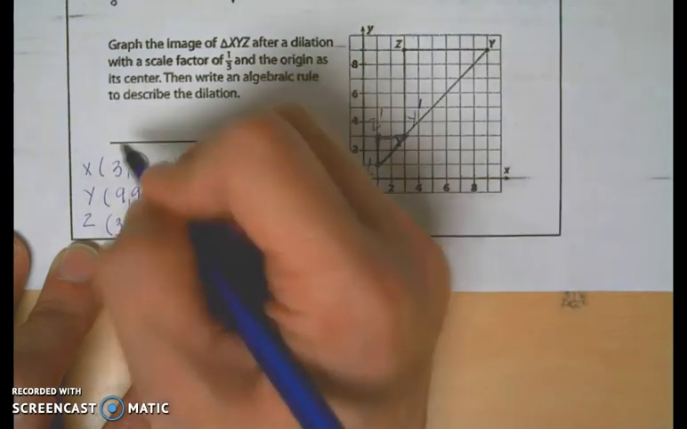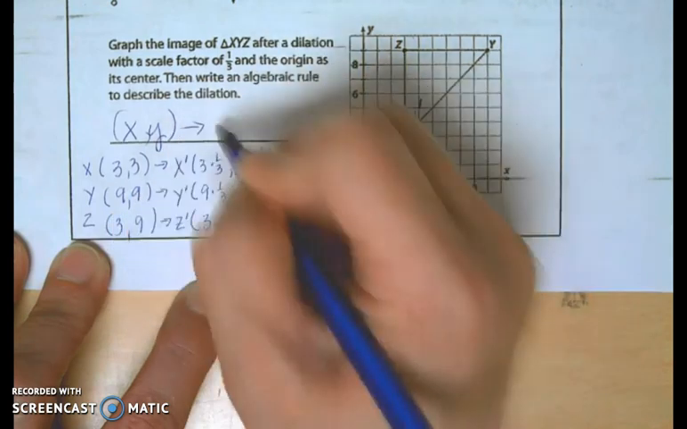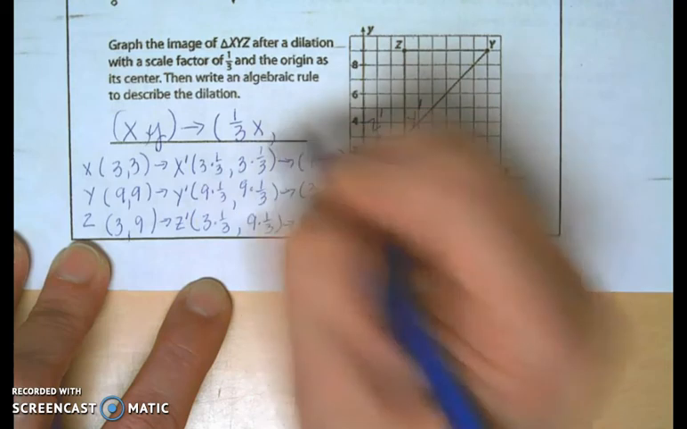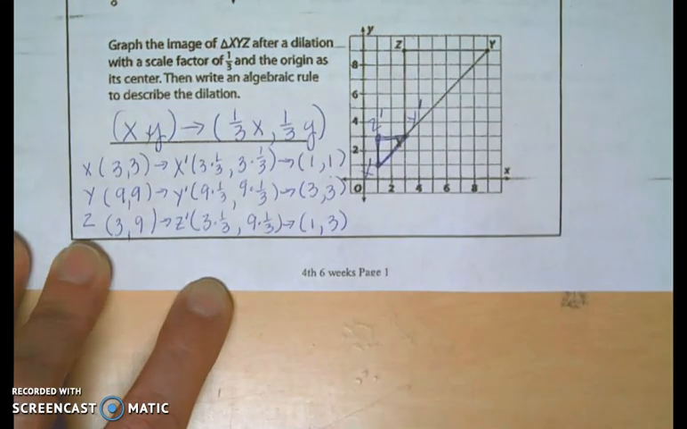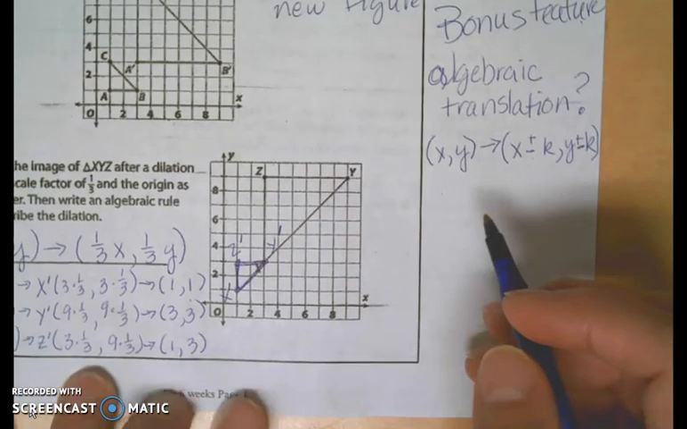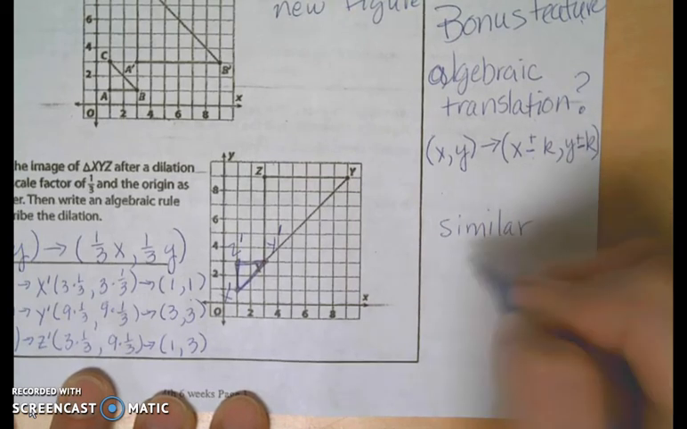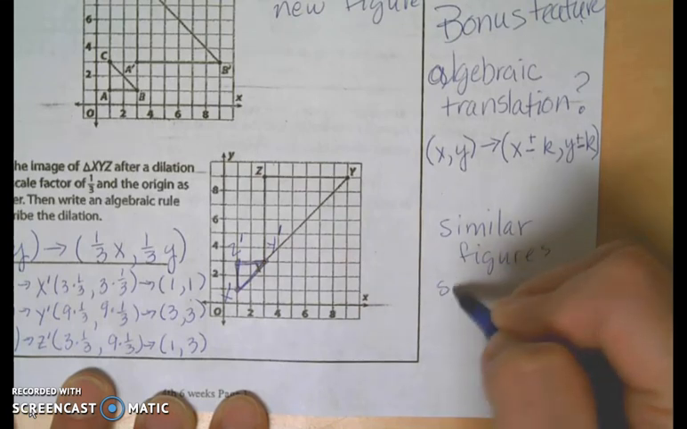Algebraically, what we did was we took every x and y and dilated it by a scale factor of 1/3 to every x and 1/3 to every y. Remember, scale factors multiply. Don't forget that when you dilate, you create similar figures, which means that the sides are proportional.